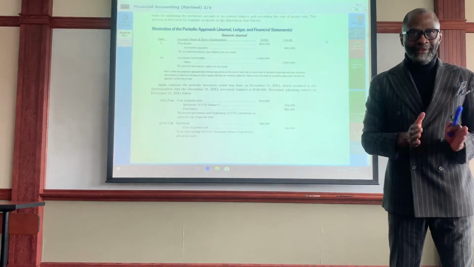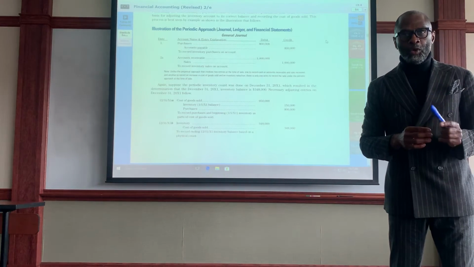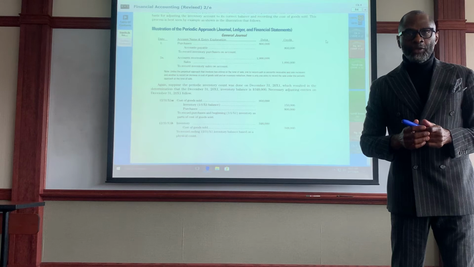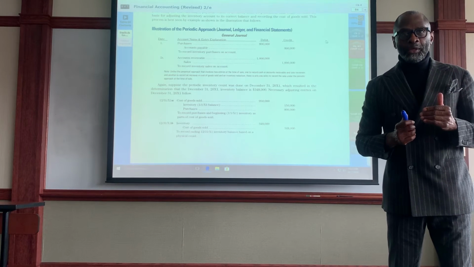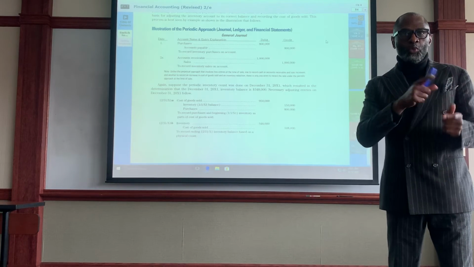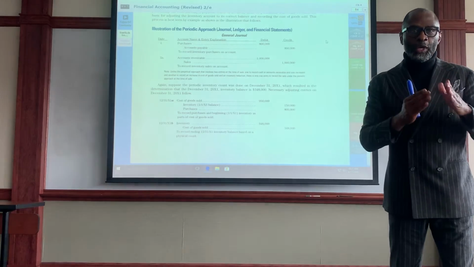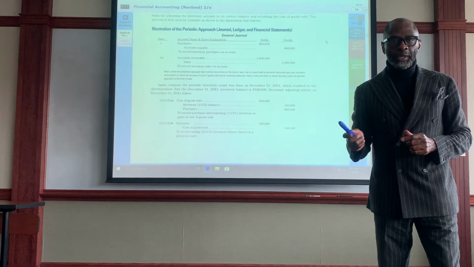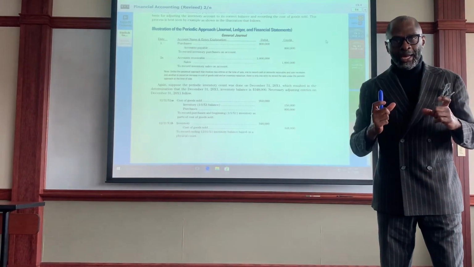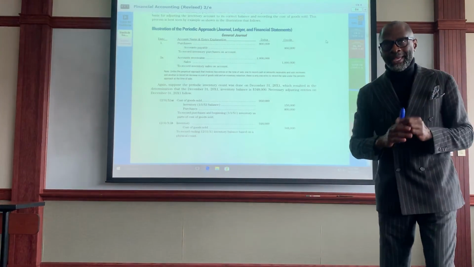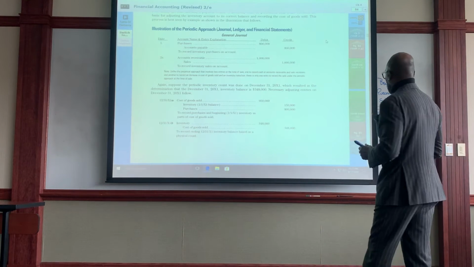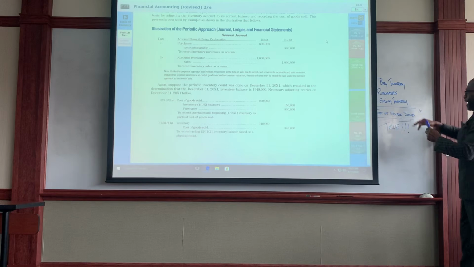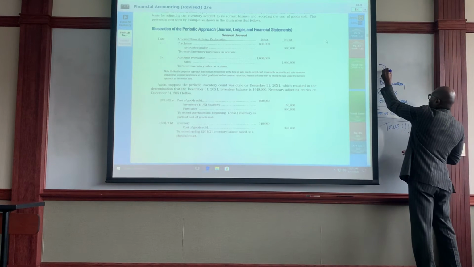Remember, perpetual automatically goes to inventory, automatically goes to cost of goods sold. Periodic, you have to do a physical count, then you're going to be required to do two adjusting entries to cost of goods sold. Under the perpetual method, there were two adjusting entries, one to record the sale, the other one to record the cost of sales associated with that sale. Under the periodic method, there are two adjusting entries to cost of goods sold.